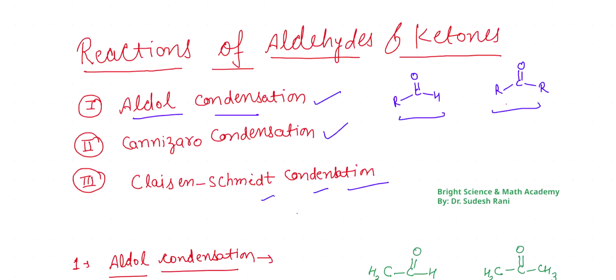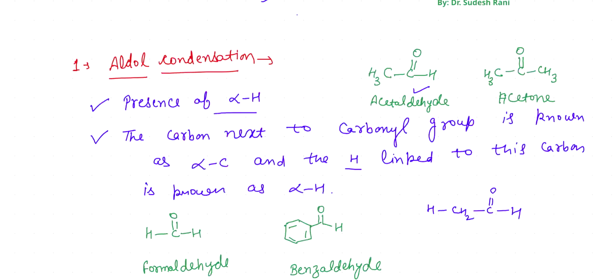The first condition is what kind of molecules can undergo aldol condensation. For this, there should be the presence of alpha hydrogen. So look at this molecule. This is acetaldehyde and this is acetone. This is basically the ketone and this is the aldehyde. Both have the carbonyl group.